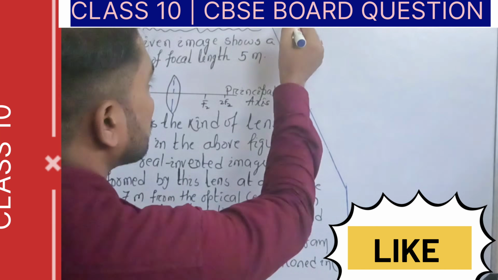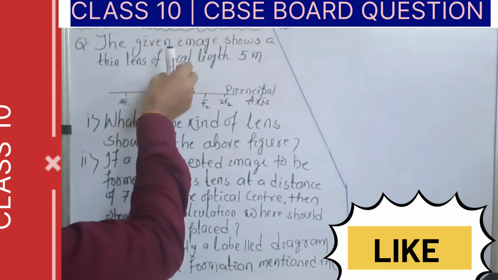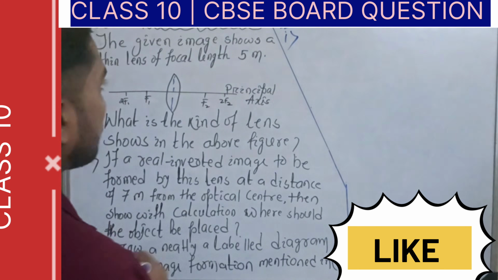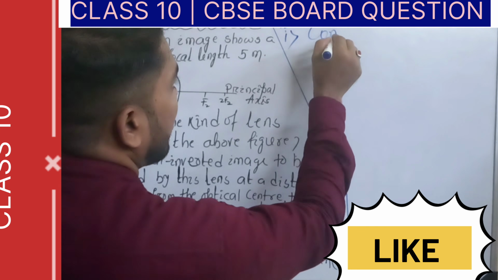What kind of lens? So students, as we have already discussed, the middle part is thicker and the edges are thinner. So this type of spherical lens is known as a convex lens. So answer number one is convex lens, students. What kind of lens? That is a convex lens.